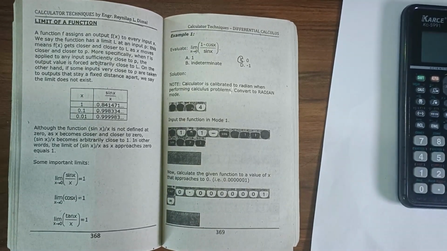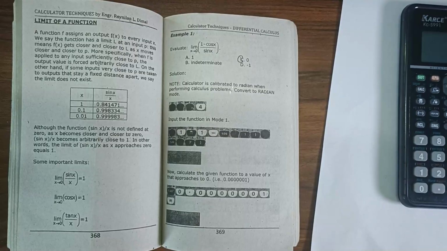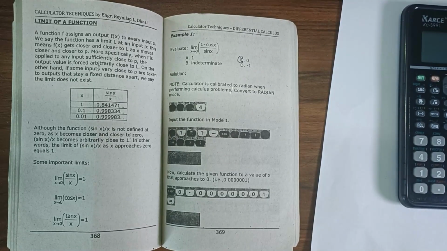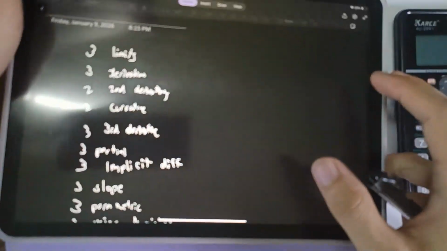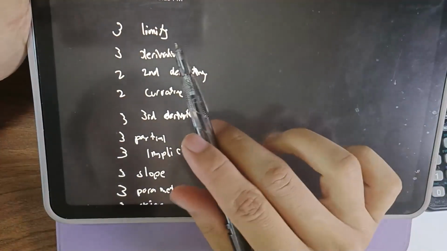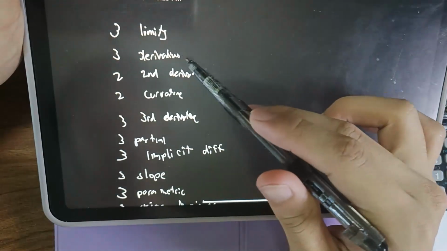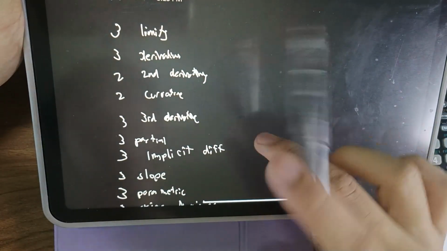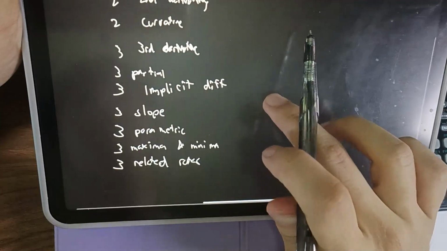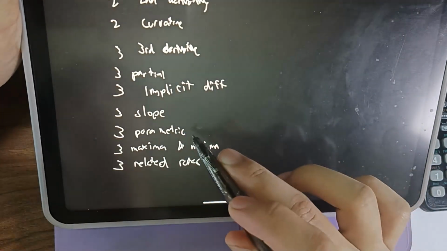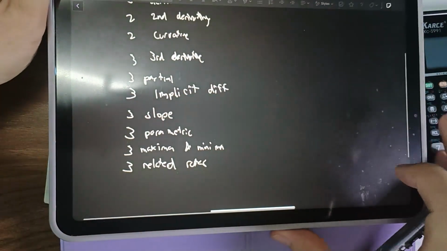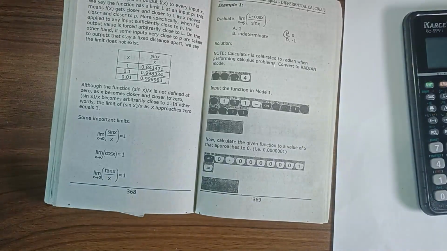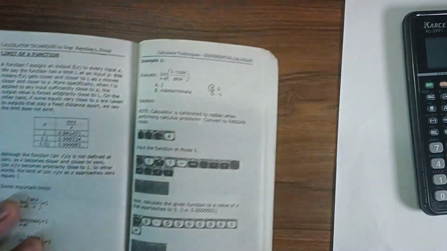Hello guys, my name is Raven, and today we will be having a tutorial about calculator techniques in differential calculus. First, we will discuss this list. We'll go over: limits, derivatives, second derivatives, curvature, third derivative, partial derivative, implicit derivative, slope, parametric equations, maxima and minima, and then lastly, related rates. Let's go first with the limits of a function.